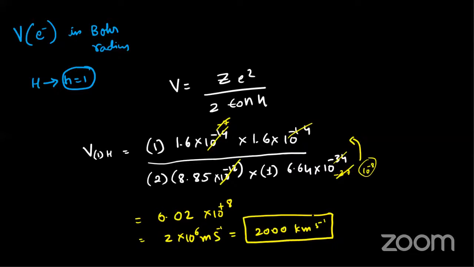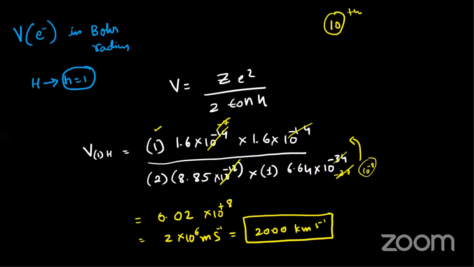If I ask you what is the velocity of the electron in the 10th orbit? This is the velocity of the electron in the first orbit. Now what is the velocity in the 10th orbit? What will be the answer? Yes, that's correct. It will be 200 kilometer per second, because Z is equal to 1 for hydrogen.